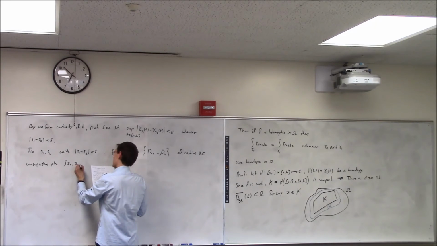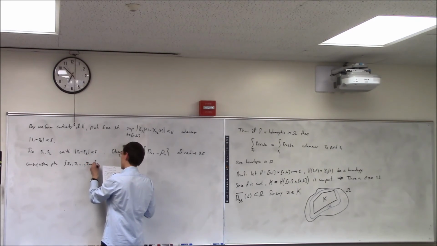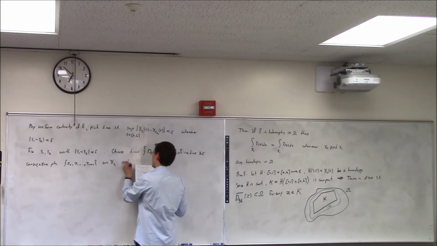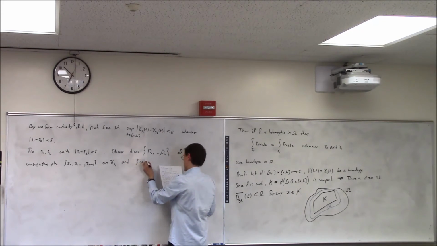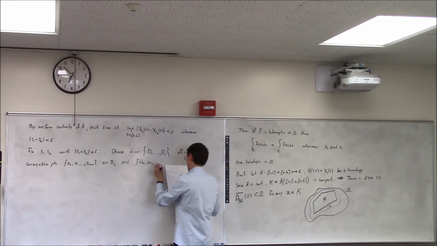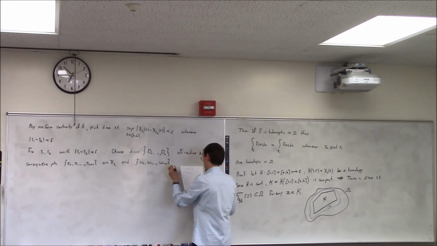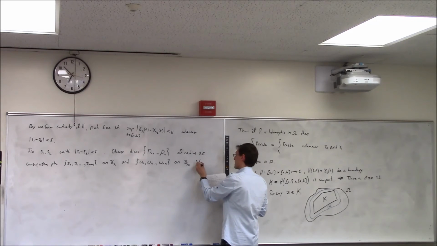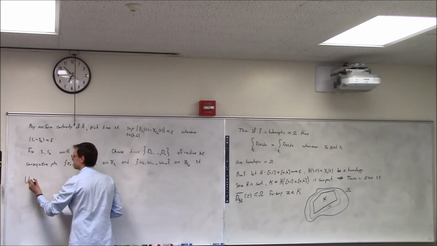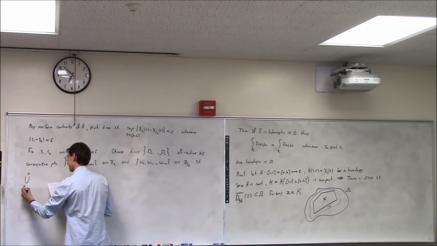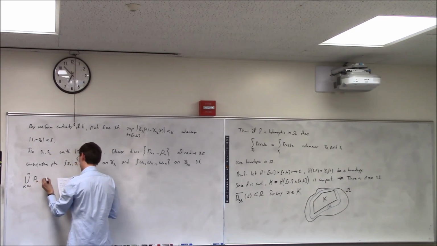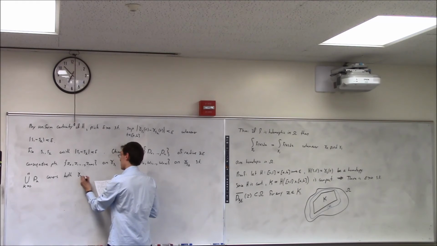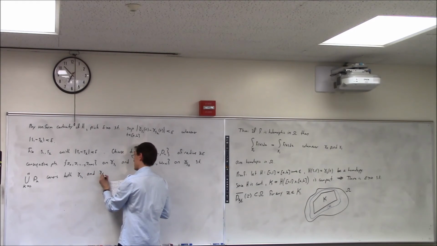Z0, Z1, Zn plus 1 on gamma S1 and W0, W1 all the way to Wn plus 1 on gamma S sub 2, such that the union of D sub k covers both gamma S1 and gamma S2.